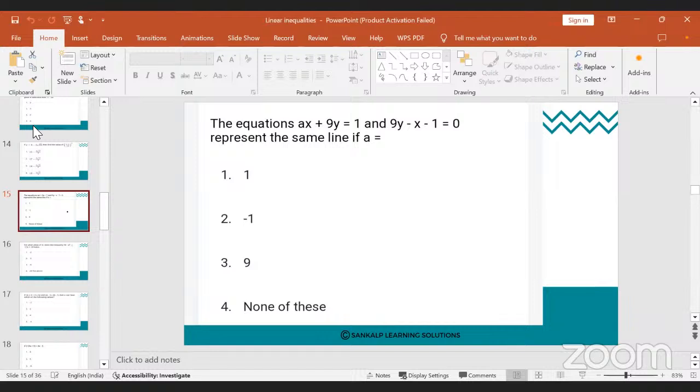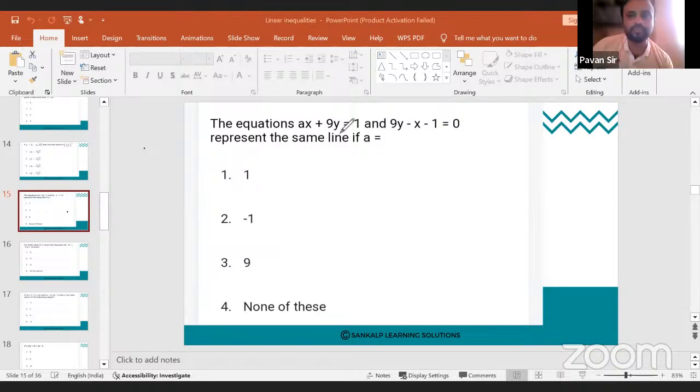The equations ax plus 9y is equal to 1 and 9y minus x minus 1 is equal to 0 represent the same line if a is equal to what? The options are 1, minus 1, 9 and none of these. For what value of a will these two equations represent the same line?